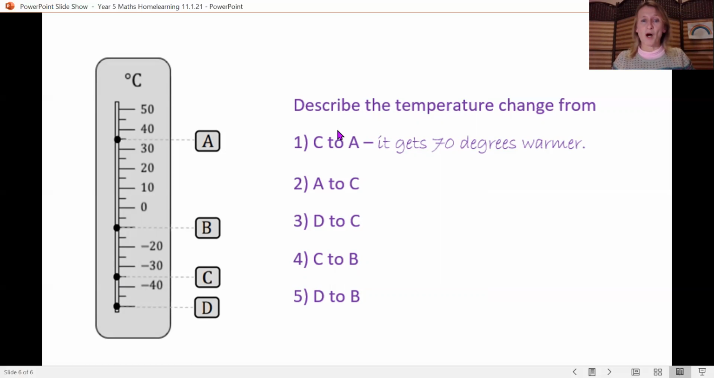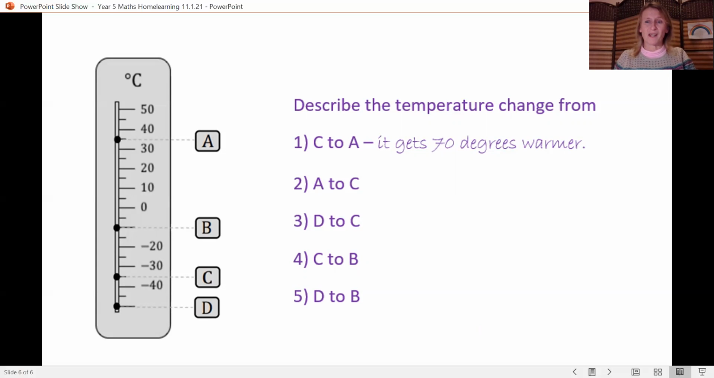So I did the first one. From C to A, if I count up in 5s, 5, 10, 15, 20, 25, 30, 35, 40, 45, 50, 55, 60, 65, 70. So I've said it gets 70 degrees, and I'm saying because it goes up, it's getting warmer, 70 degrees warmer. So I would like those people who normally do the purple work, the people who go out for Maths on the Move, would like you all to do that work, please.